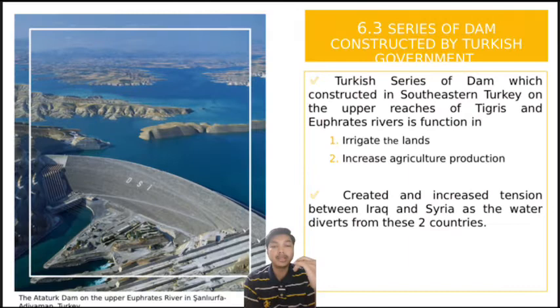Okay, now we go to the series of dam constructions by the Turkish government. The Turkish government built dams in southeastern Turkey, on the upper reaches of the Tigris and Euphrates Rivers, in order to irrigate the land and increase agricultural production. But in the end, it just caused tension between two countries, Iraq and Syria, because the dam diverted water away from the two countries.